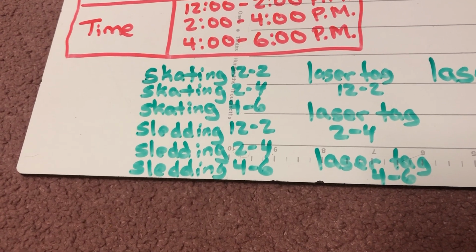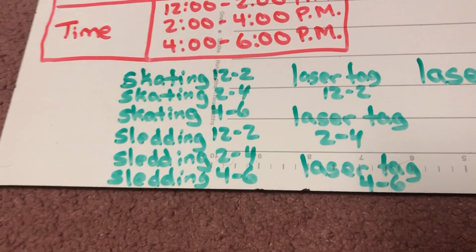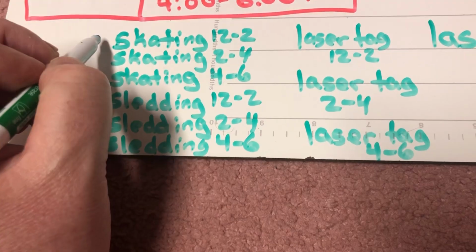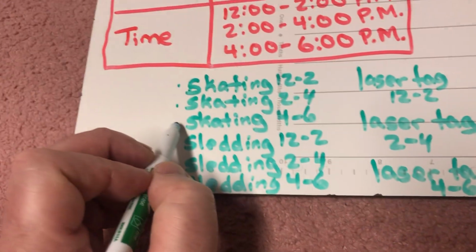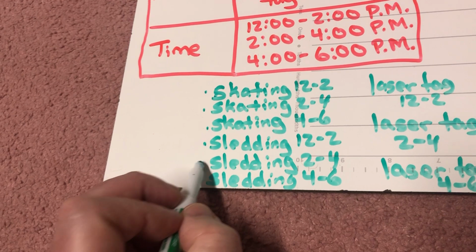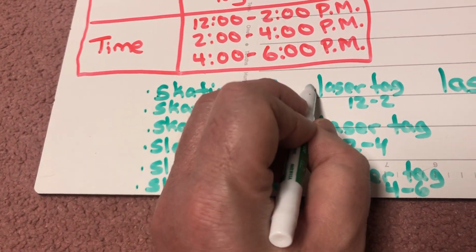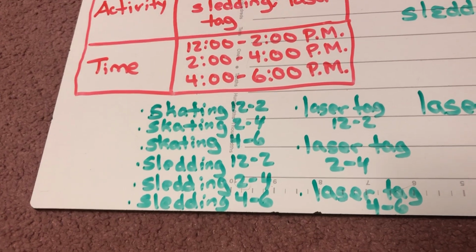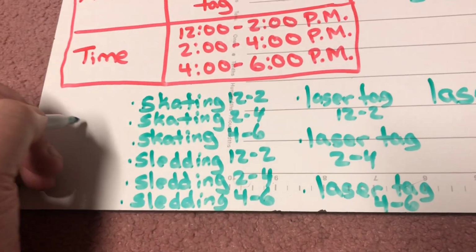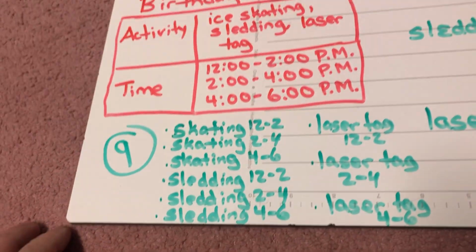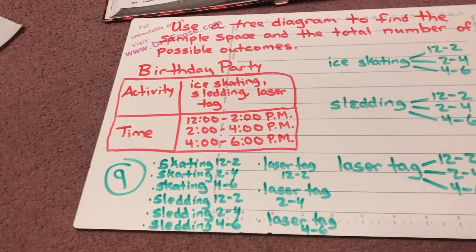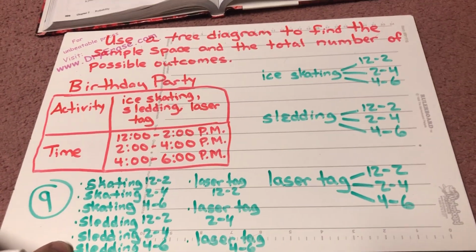But then you need to find the total number of possible outcomes. Each of these is an outcome. So that's 1, 2, 3, 4, 5, 6, 7, 8, 9. That's 9 possible outcomes that you could have in that scenario. All right? Let's look at the next one.